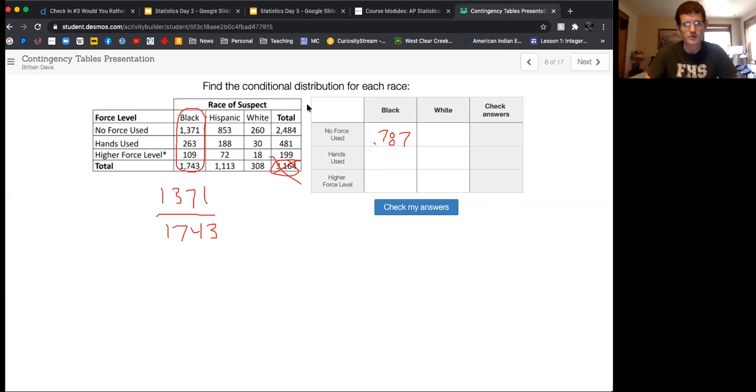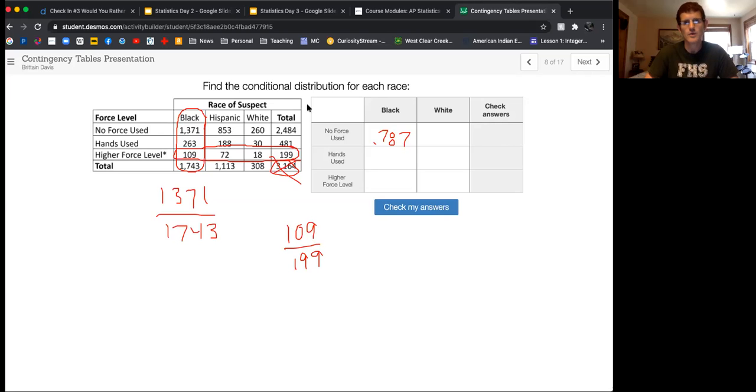I'm not going to go through all the distributions. But we could do all kinds of conditional distributions here. Because I could say, what is the race of the suspect on the condition that a higher force level was used? So then I'm talking about this row right here. On this condition, I could say 109 out of the 199 total for that row were Black. It depends on what analysis we're doing, how we would approach that. But does this idea make sense on the conditional distributions?